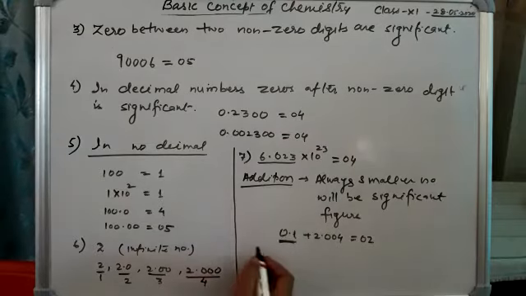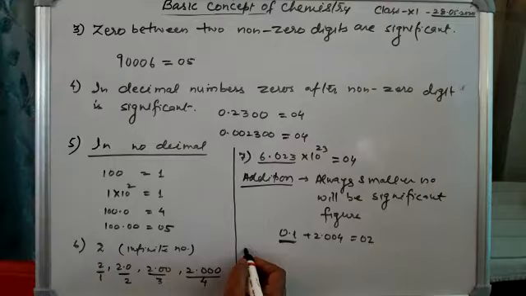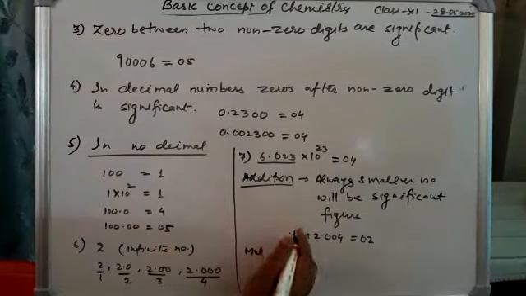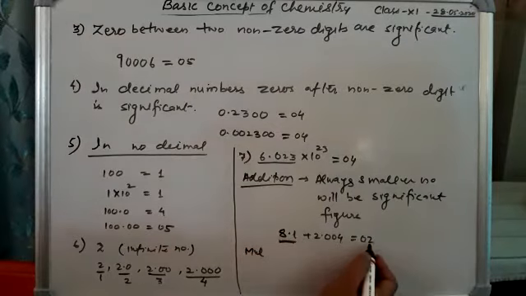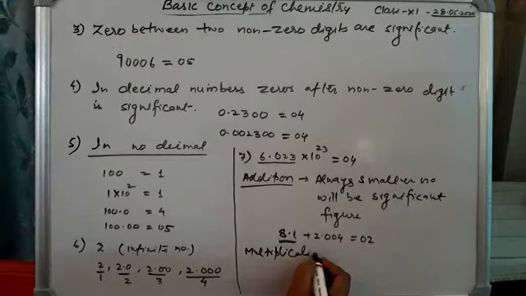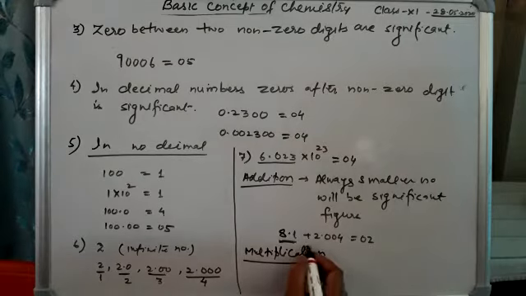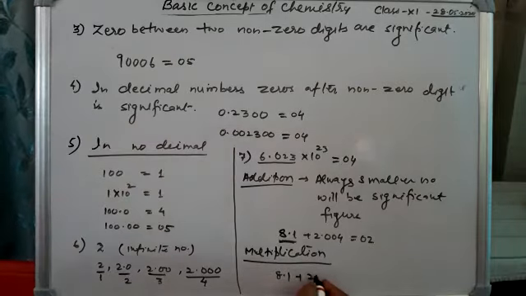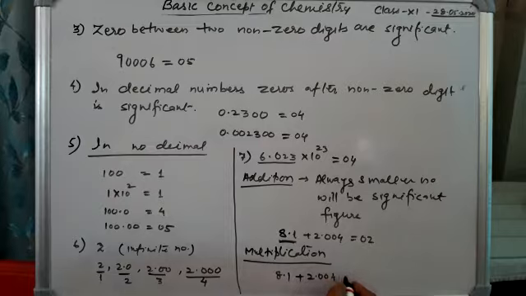Similarly, in the case of multiplication also, the smaller number will be the significant figures. Here it is 8.1, sorry. In the case of multiplication, if we write 8.1 and 2.004, how many significant figures? According to the rule, the smaller number will be the significant figures. So only 2 significant figures.